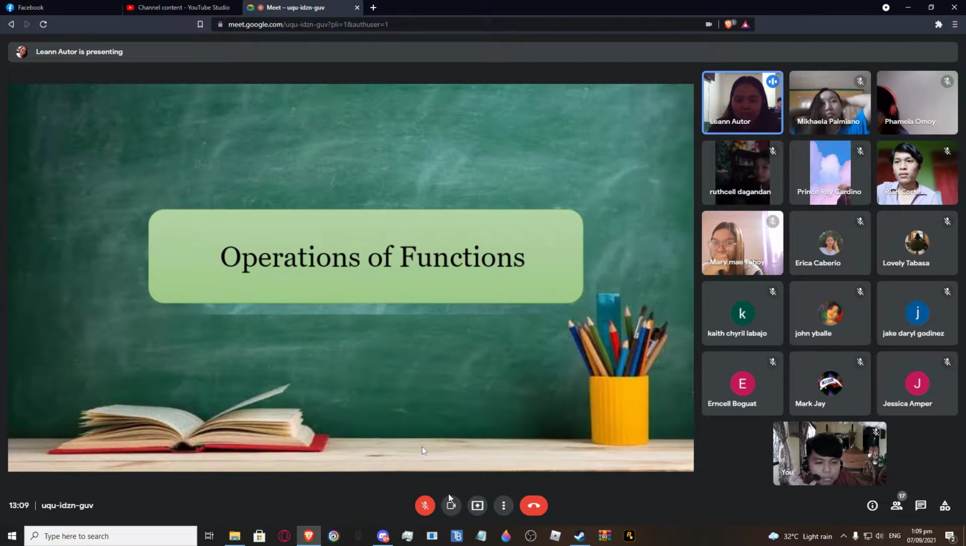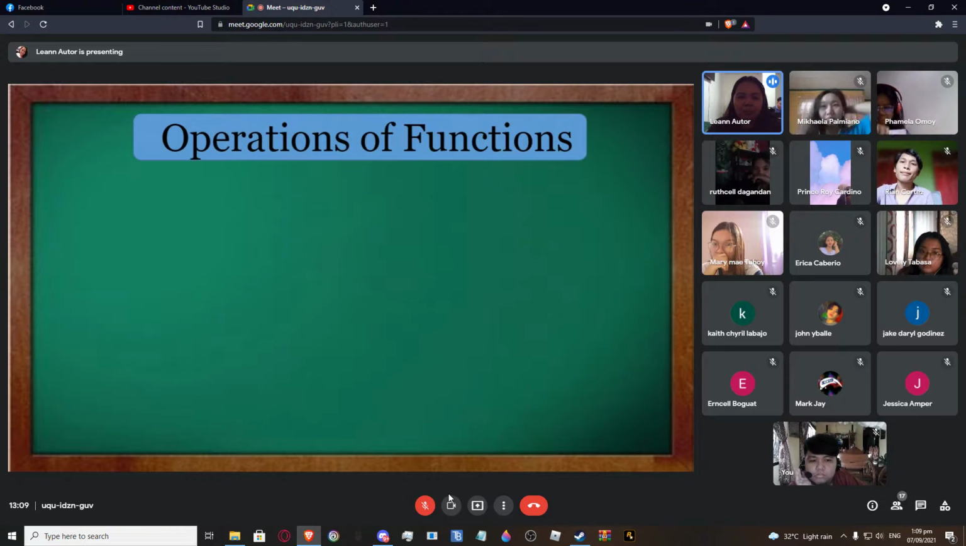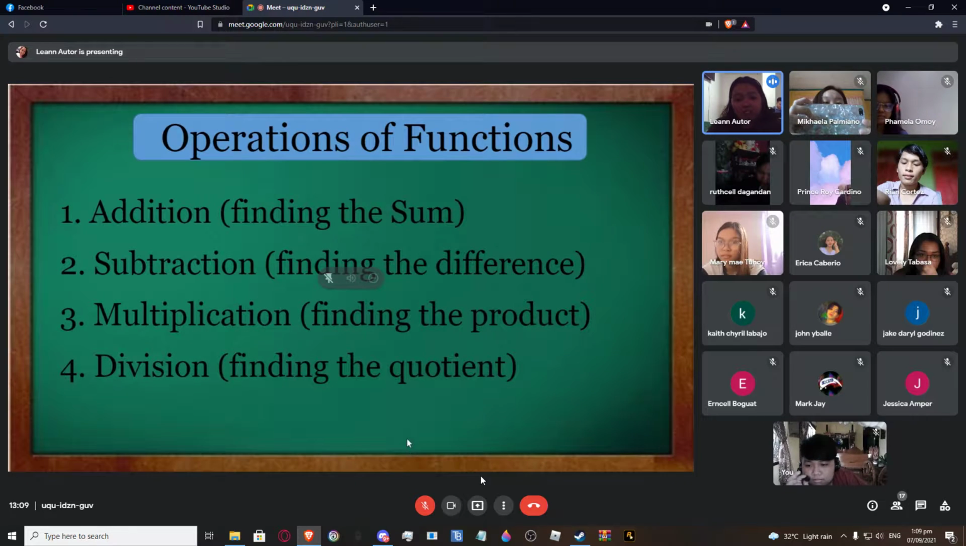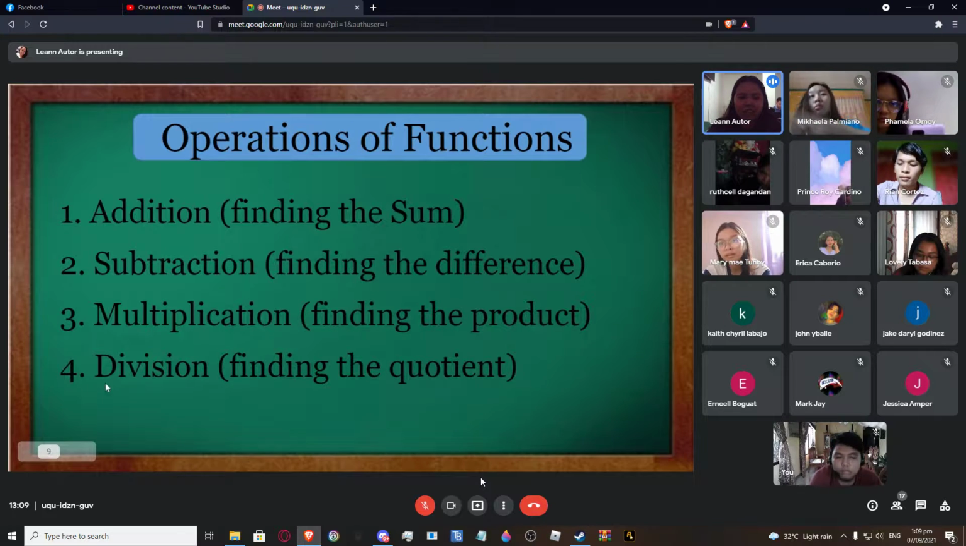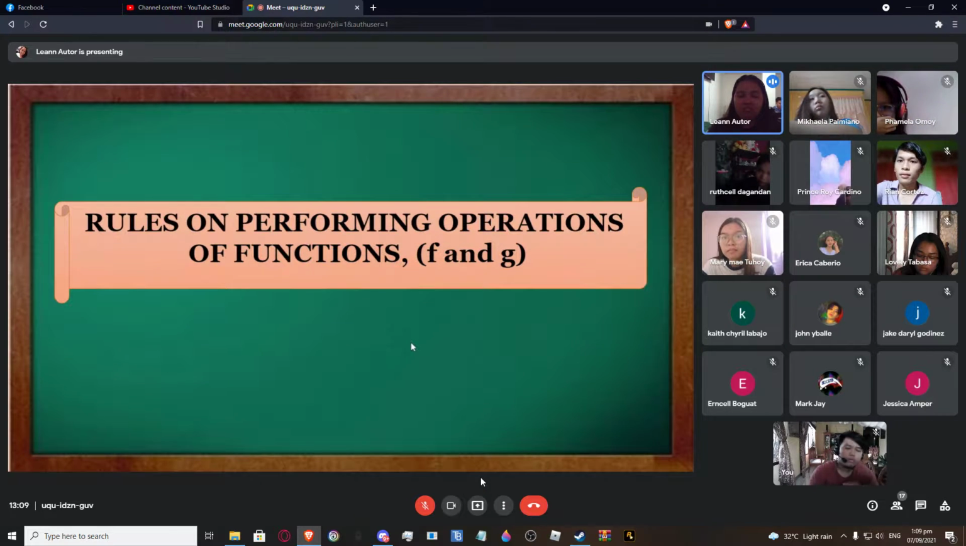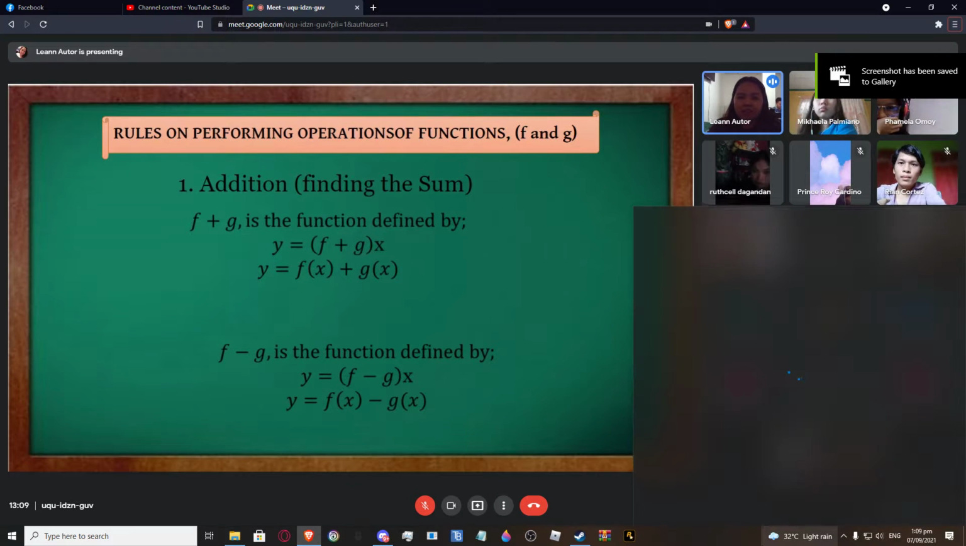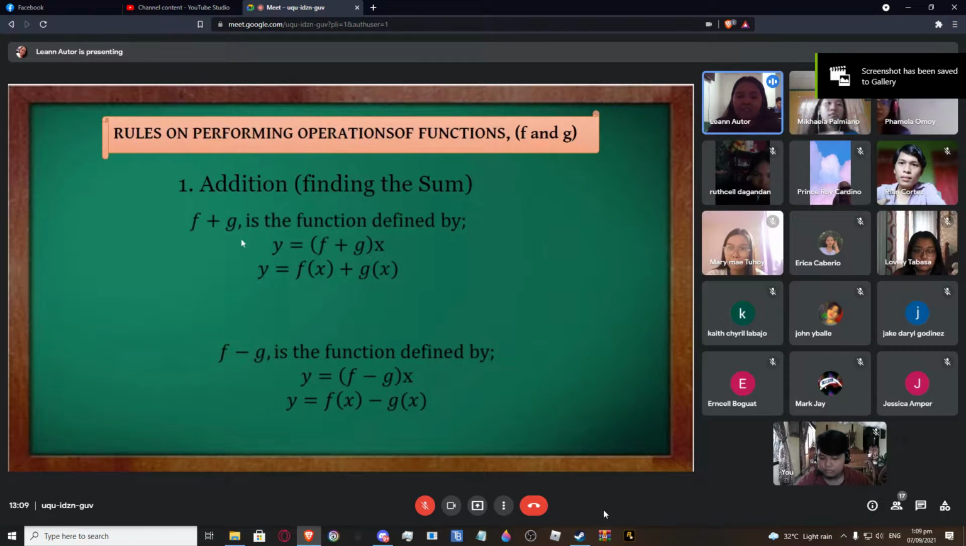So, what are these 4 operations of function, ma'am? All right. So, operation of function, again, i-mention ninyo ganina. Of course, in addition, you will find the sum, in subtraction, the difference, and in multiplication, the product, and lastly, division, finding the quotient. All right. So, now I'm going to introduce to you, class, the rules on performing operations of function. So, the first one is addition or finding the sum.